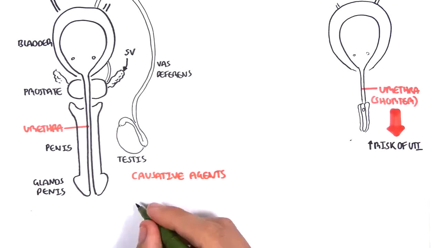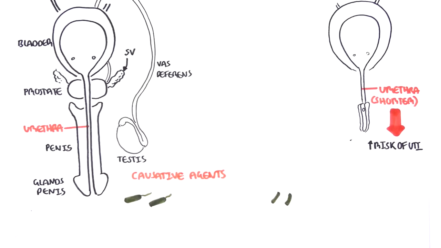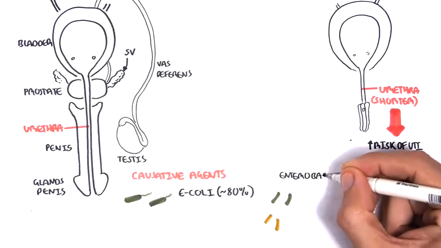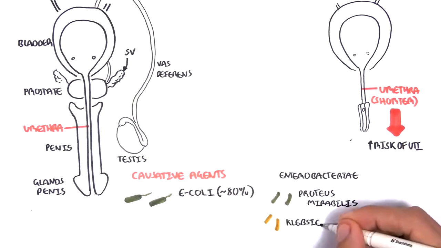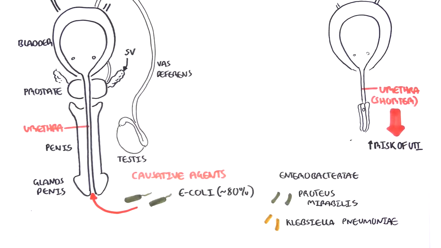Causative agents of UTI are mainly E. coli in 90% of cases. Others include Enterobacteriaceae, Proteus mirabilis, and Klebsiella pneumoniae. They essentially enter the urethra and colonize the area or bladder because of a variety of reasons and risk factors, and eventually can cause a urinary tract infection, a UTI.